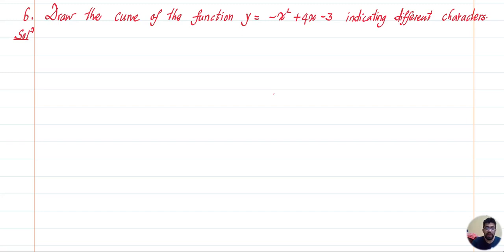Hello friends, I'd like to welcome you all to my next video and we are going to sketch the curve of the parabolic function which turns downward. The given function is y is equal to minus x square plus 4x minus 3.